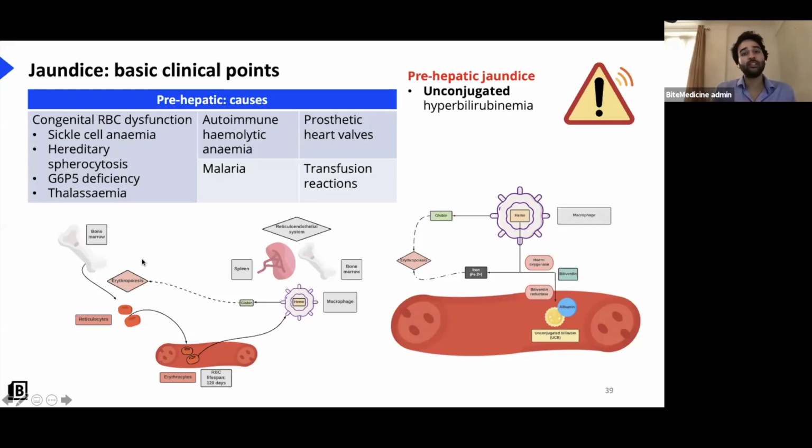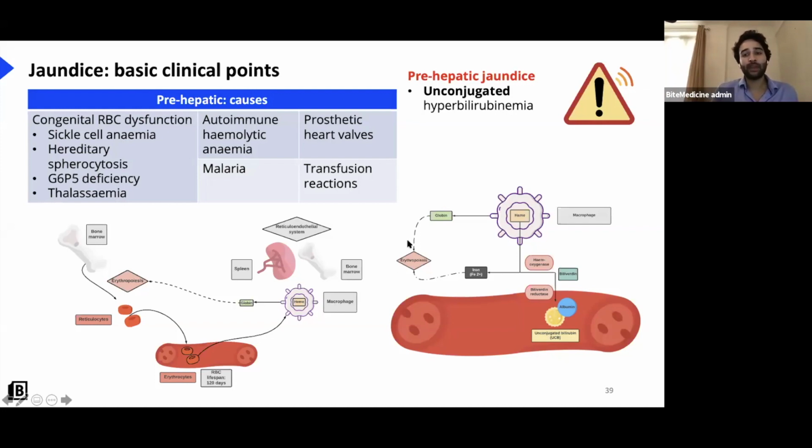So pre-hepatic jaundice, why does it occur? Well, the underlying pathophysiology is essentially excessive red cell breakdown, so hemolysis. So hemolysis overwhelms the liver's ability to conjugate bilirubin, essentially, and this causes an unconjugated hyperbilirubinemia, which makes total sense because you've got unconjugated bilirubin here, which is formed by the breakdown of heme. So if you've got loads of red blood cells being broken down, you've got loads of unconjugated bilirubin roaming around your bloodstream. And that's why it's an unconjugated hyperbilirubinemia.